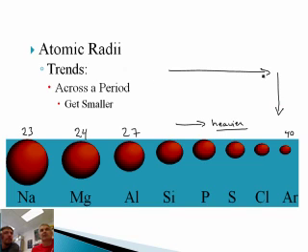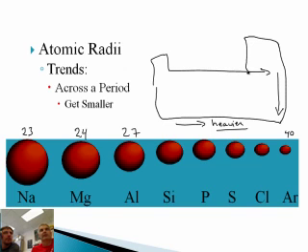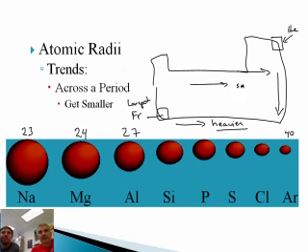So let's look at the periodic table here. Let's pretend this is the periodic table right here. The biggest atom on the periodic table is right here, which is francium. It is the largest of all the atoms. And the smallest atom is helium. As you go across, they get smaller, and as you go down, they get larger. Remember to understand that.